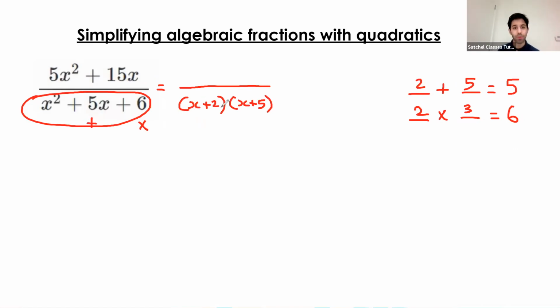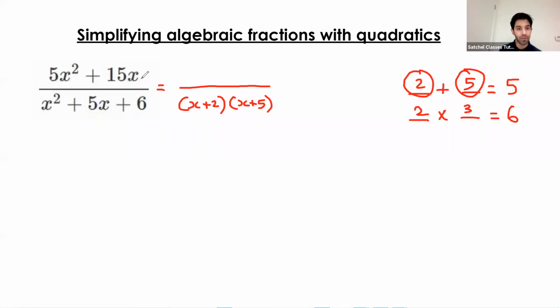So this is how we would factorize a quadratic. Figure out the 2 numbers that you're looking for, and then it will simply be x plus 2 and then x plus 5 in brackets. And if I just clear that up and carry on. So on the top, we have 5x squared plus 15x. We need to factorize this. So we'll have 5x on the outside. We will have x plus 3 on the inside. 5x times x is 5x squared. 5x times 3 is 15x.